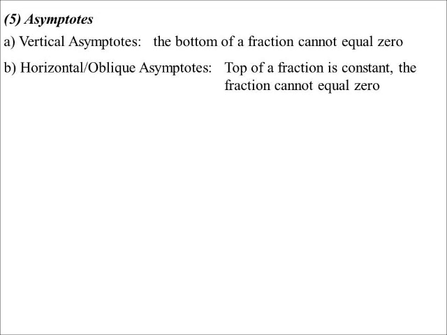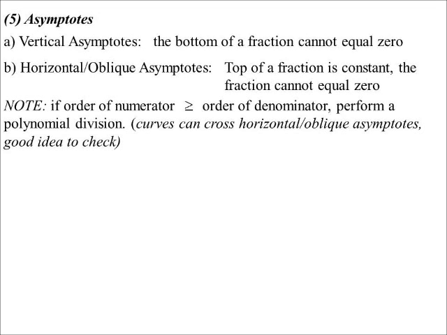But then we also looked at things like limits. That is a way of working them out. Polynomial division, as I've mentioned there. If the order of the numerator is greater than the order of the denominator, do the division. Curves are allowed, remember, to cross the horizontal or oblique asymptotes. It's the vertical ones that they can never touch. Okay.